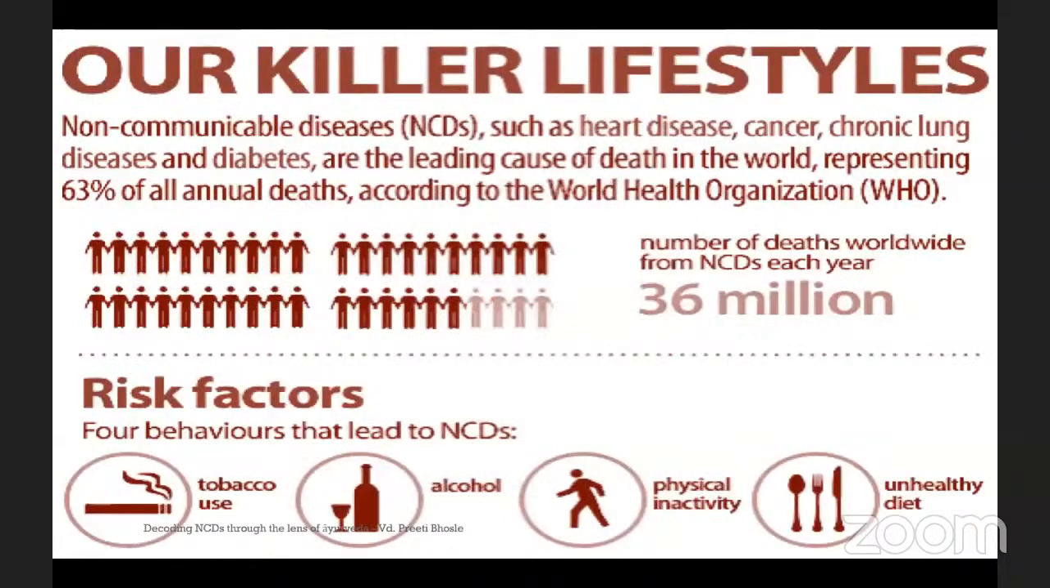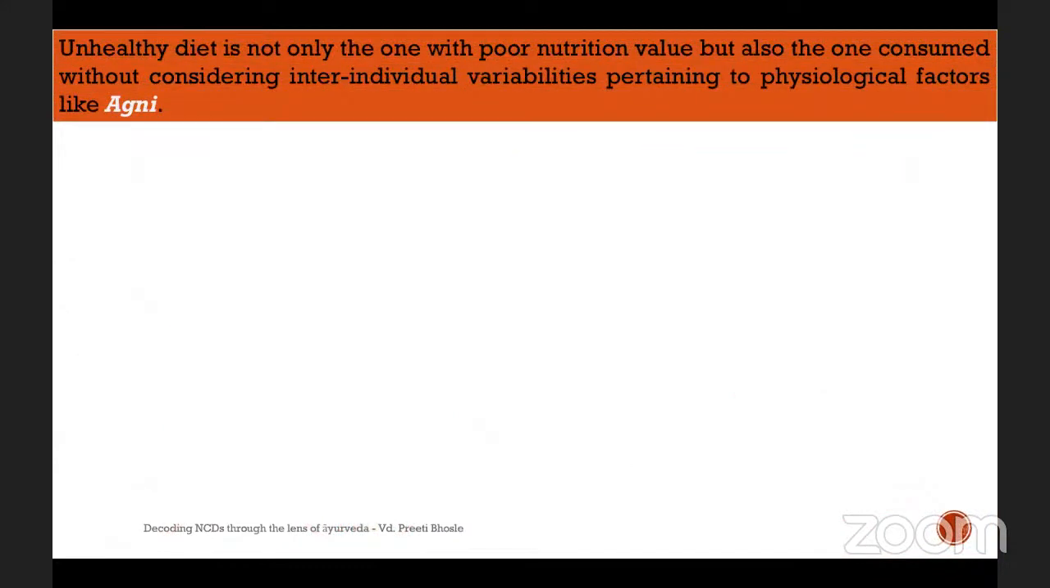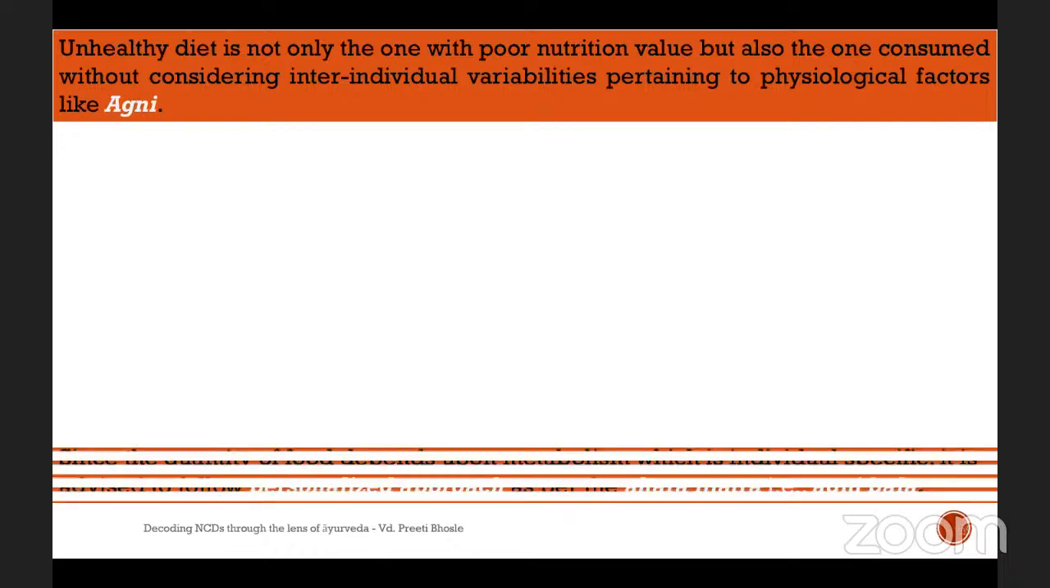Now, this image explains a lot about NCDs. The number of deaths worldwide from NCDs each year is close to 36 million, which is a very high number. Risk factors include tobacco use, alcohol, physical inactivity, and unhealthy diet. Now, let's focus on unhealthy diet, and what exactly comes under it. If we consider Ayurveda principles, an unhealthy diet is not only one with poor nutrition value, but also one which is consumed without considering inter-individual variabilities pertaining to physiological factors. The most important physiological factor in Ayurveda is Agni.